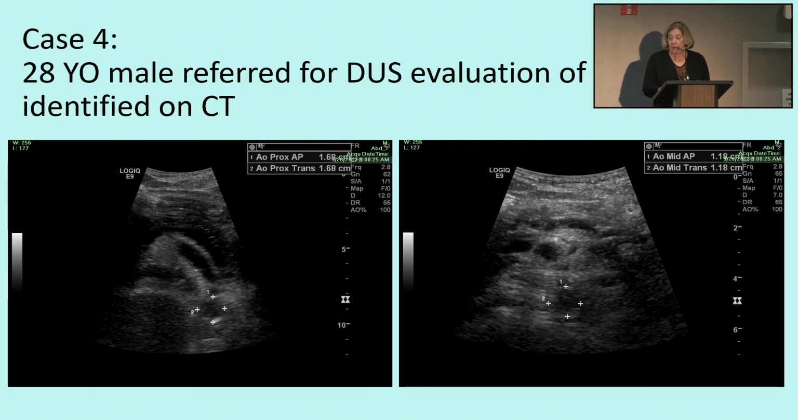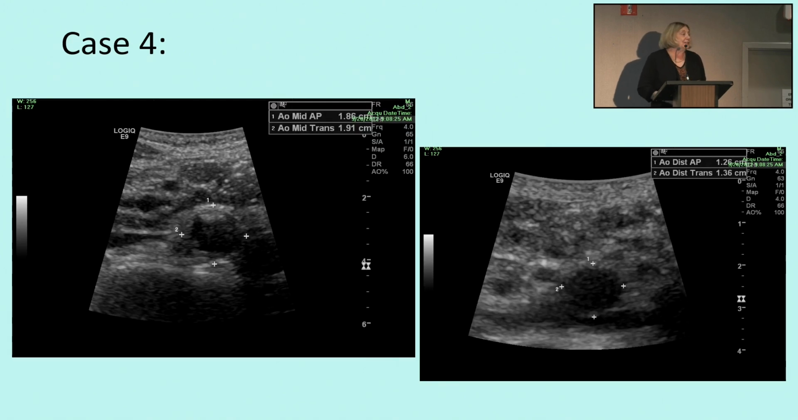I'm looking at his proximal aorta, and it's 1.68, and then I go to mid, and it's tapering. Okay, not a big deal. But then I couldn't see because there was some abdominal gas, so I go down low toward the umbilicus and come back up. And if you look at the right side, the distal, 1.36. Well, that's not huge, and it's certainly not as big as what they saw, but it's not tapering.